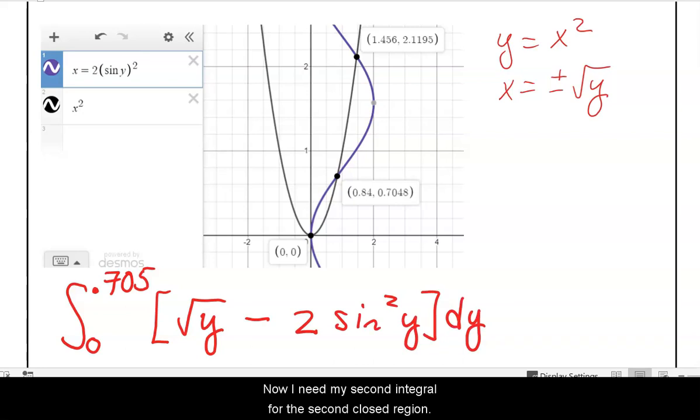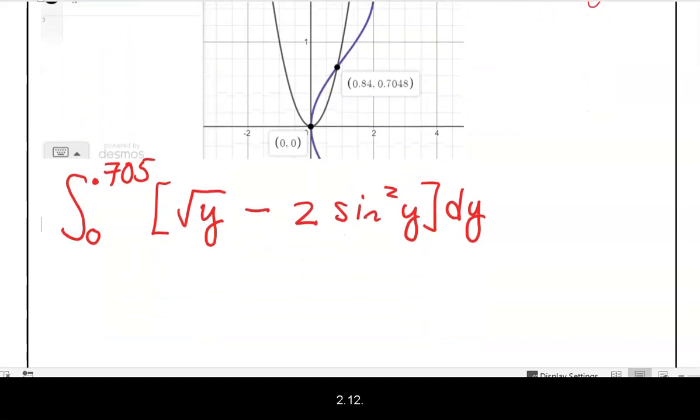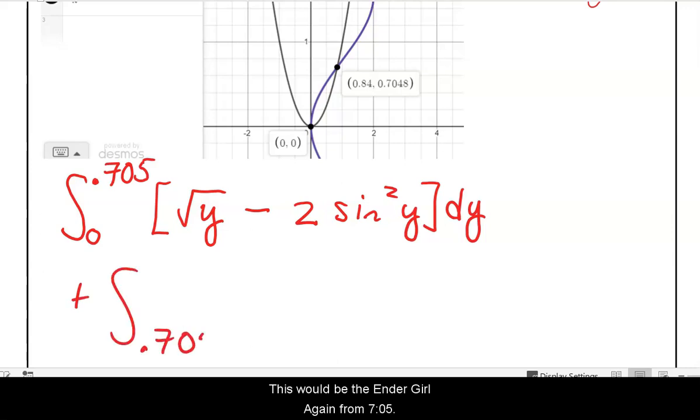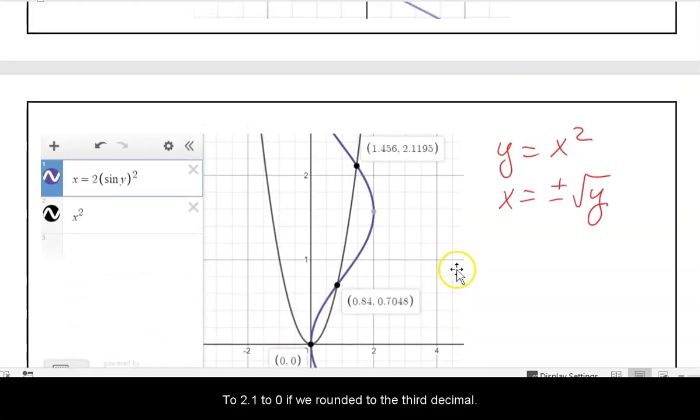Now I need my second integral for the second closed region. This will go from 0.705 up to 2.12. This would be the integral again from 0.705 to 2.120 if we rounded to the third decimal place.